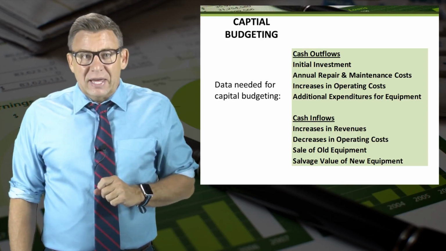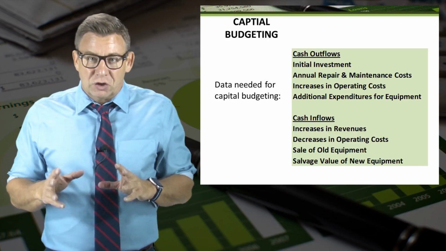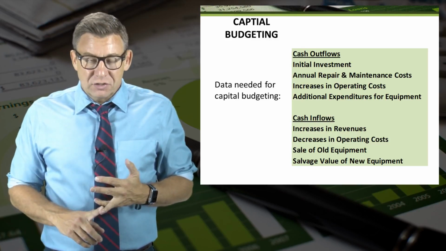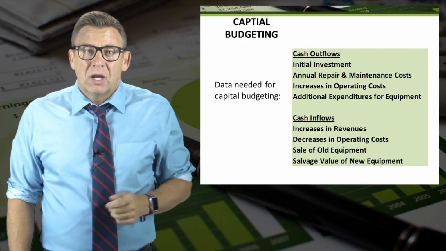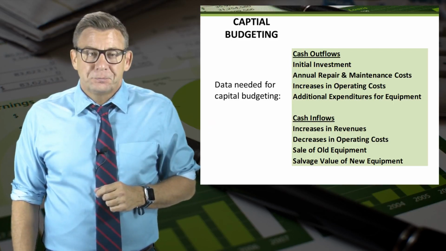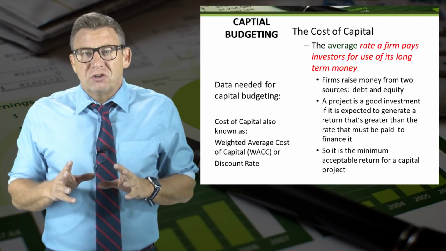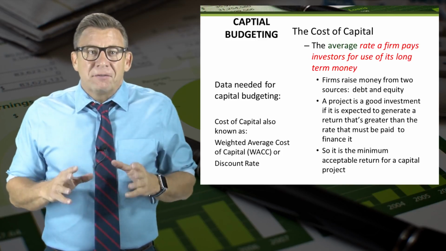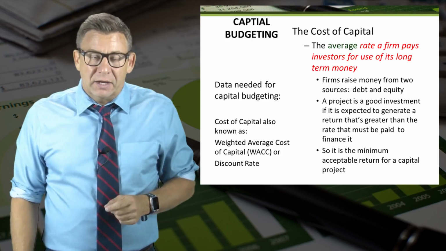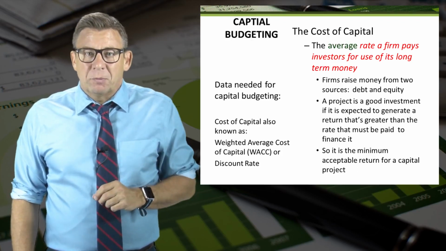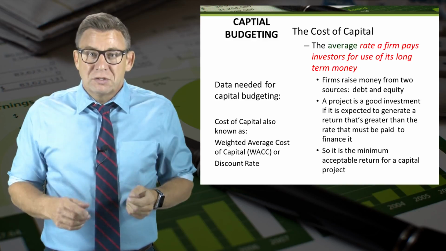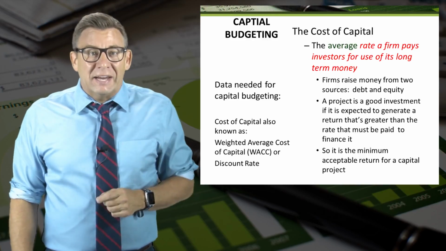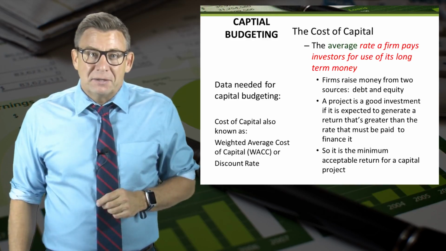The data needed to complete capital budgeting depends a little on the techniques used, but in general, we need to look at the cash outflows and the cash inflows created by the potential project. You can see some examples on the slide. The final piece of information needed is the cost of capital. This is the average rate a firm pays investors and creditors for the use of money. Firms finance capital projects with a combination of debt, like loans and bonds, and equity, like stocks and retained earnings. We call the former debt financing and the latter equity financing.